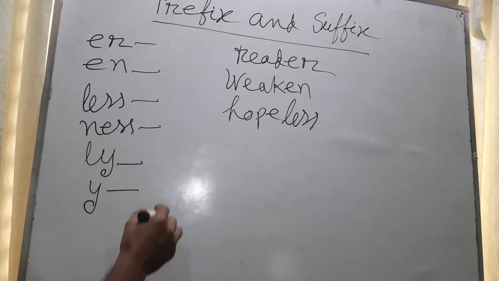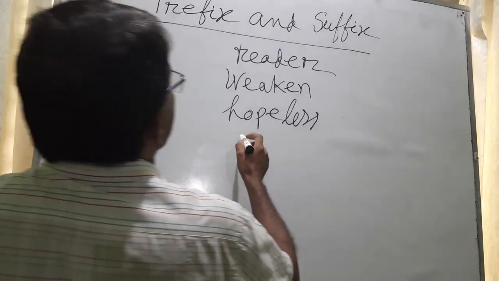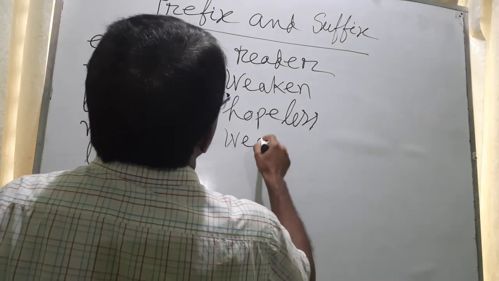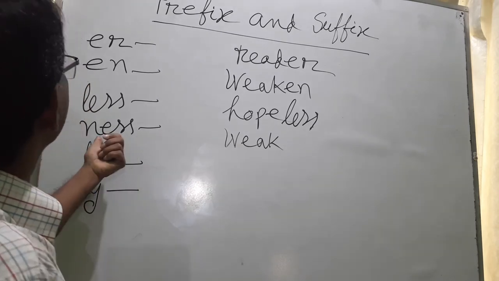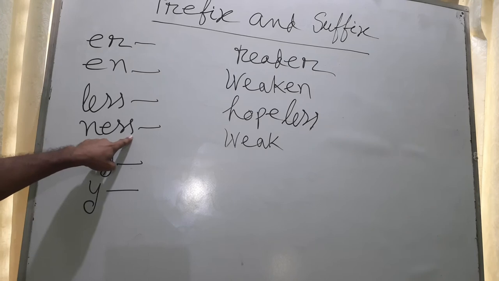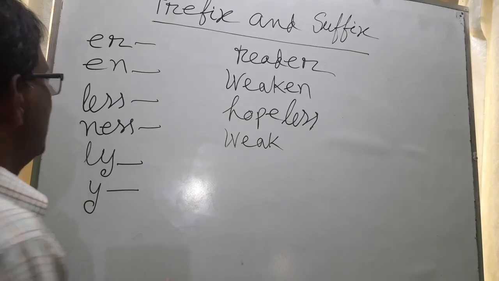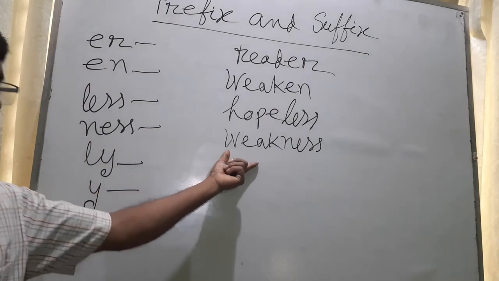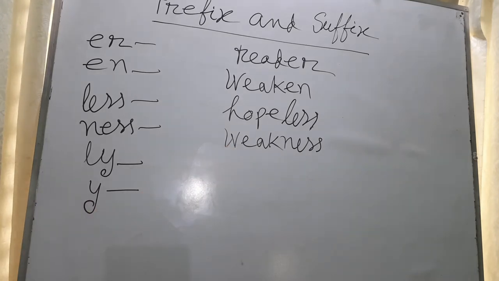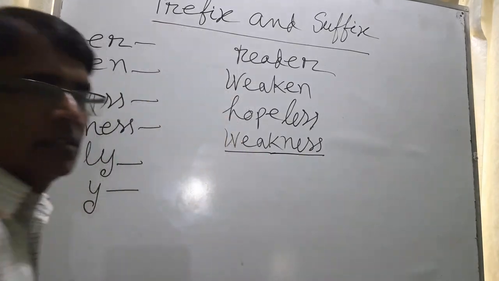Ness. If the word is weak, the base word, and if we add ness at the end of the base word weak, then it will be weakness. Weak, durbol, adjective, and weakness, durbolota in Bangla. Weak is an adjective and weakness is a noun.